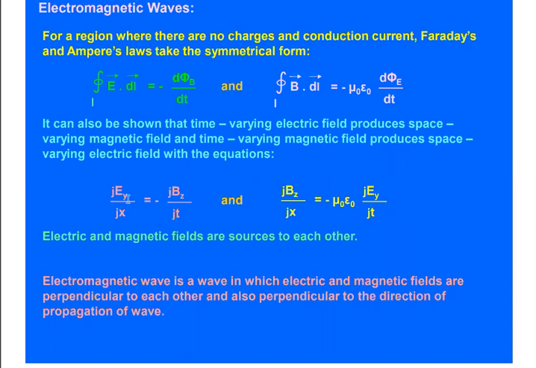So you see variation of electric field with space, and here you see variation of magnetic field with time, and vice versa. And now here you see variation of magnetic field with space and variation of electric field with time. So the electric field varies along the y-axis, and the magnetic field varies along the z-axis, indicating that in an electromagnetic wave, the electric field and magnetic field are mutually perpendicular to one another and also perpendicular to the direction of propagation of the wave.